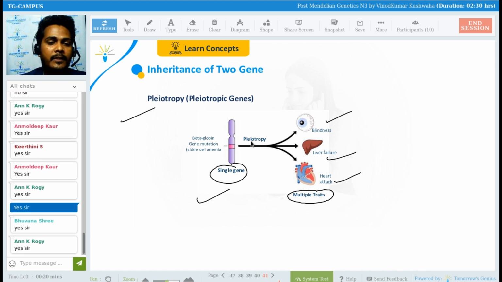Clear? So this is the typical example related to cotton, and also the garden pea, Drosophila, and even in human beings you can see different types of syndromes, including sickle cell anemia and phenylketonuria. These are also examples of pleiotropism. Yes.